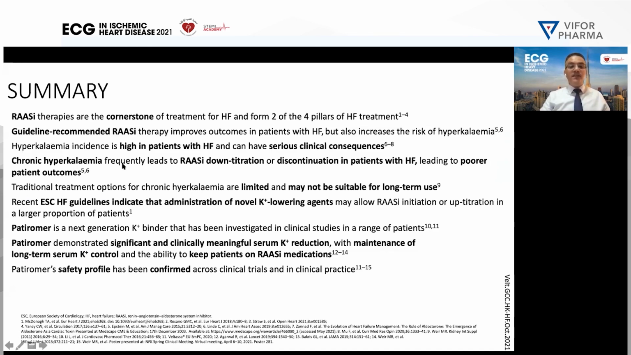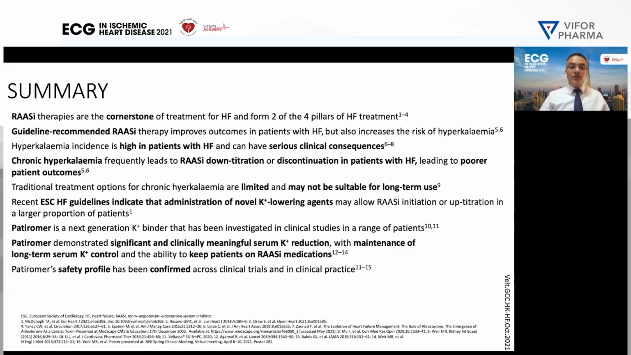Chronic hyperkalemia frequently leads to RASI down-titration or even discontinuation in patients with heart failure. Traditional treatment options for chronic hyperkalemia are limited and may not be suitable for long-term use. The recent European Society of Cardiology heart failure guidelines indicate that administration of a novel potassium-lowering agent may allow RASI initiation or up-titration in a large proportion of patients.